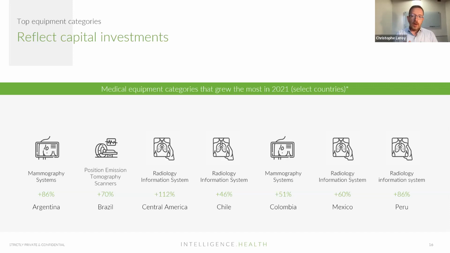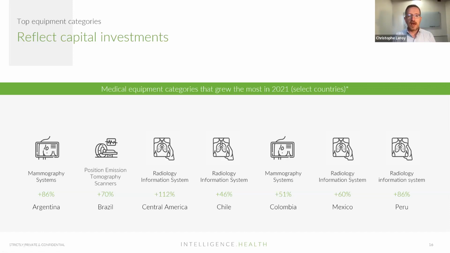And one important aspect about investing in these types of capital equipment in Latin America is that there's obviously a focus on quality, but it's also important for medical equipment manufacturers to consider the cost aspect. So any kind of system that is cost efficient will have greater probabilities of being successful in these markets.